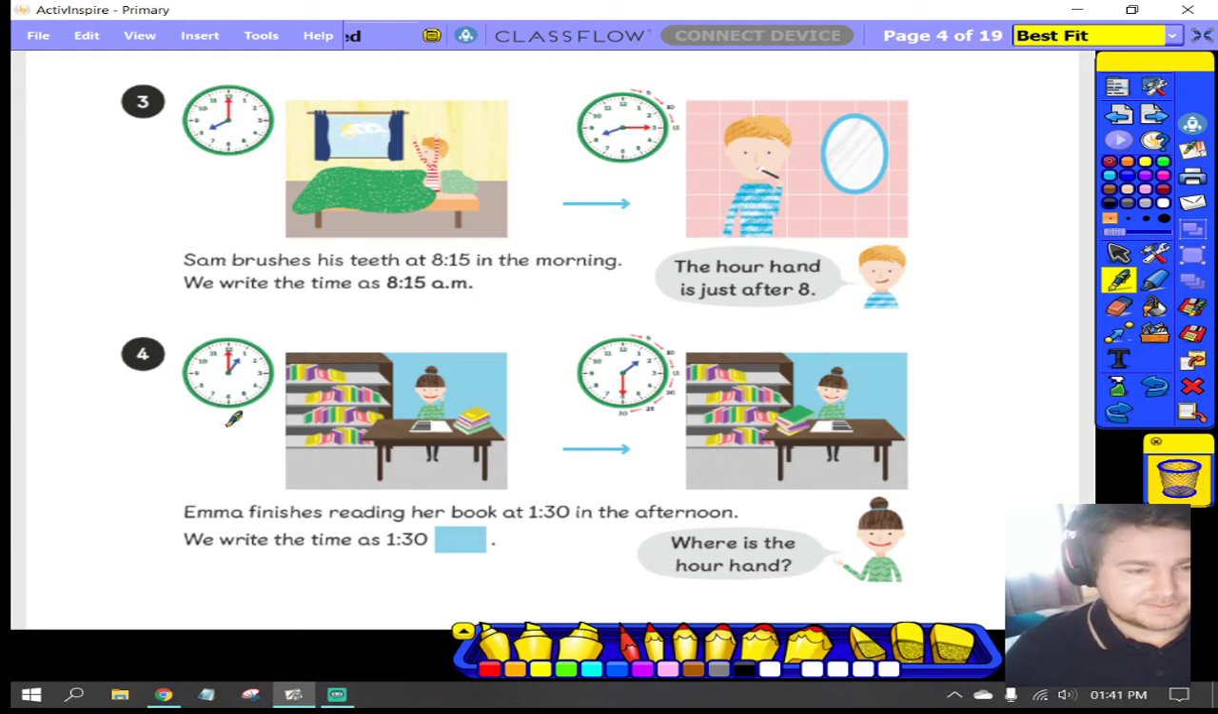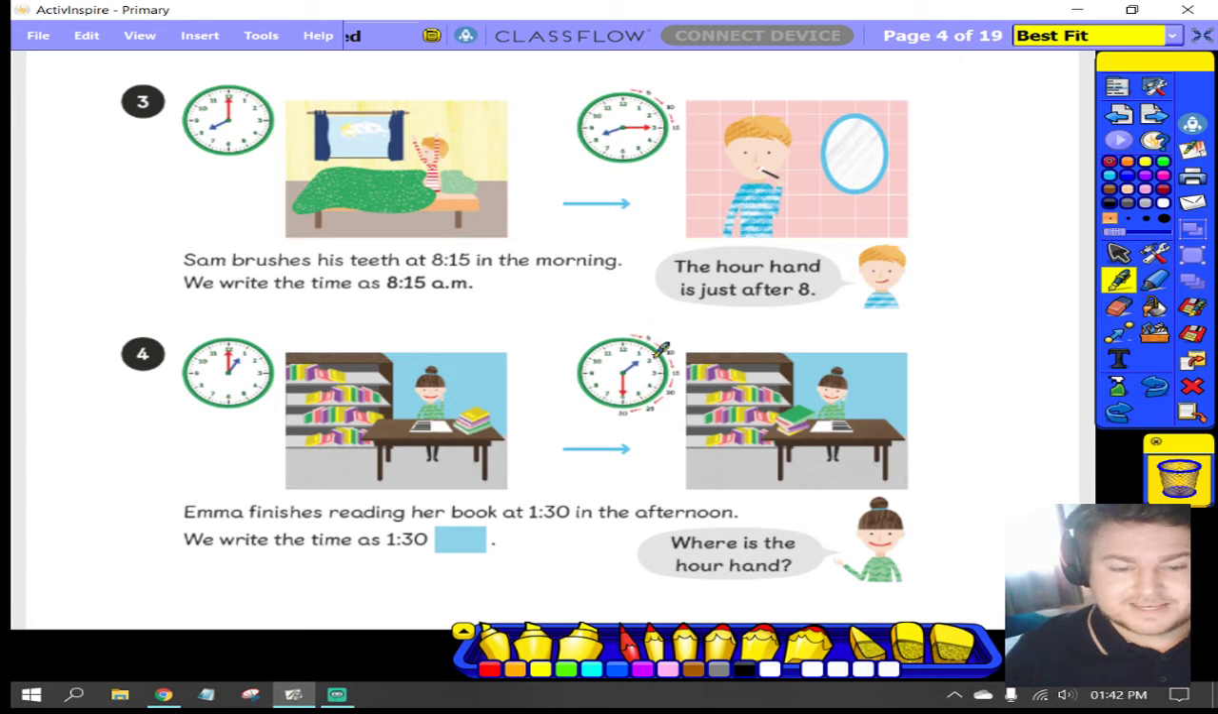So let's go down to this one and see if we can finish this box off here. Oh, look at the time. What is that time? Well, we can see the minute hand is on the 0, so it's going to be an o'clock. And where's the hour hand, the little hand pointing to? The 1. It's 1 o'clock. Emma finishes reading her book at 1:30 in the afternoon.